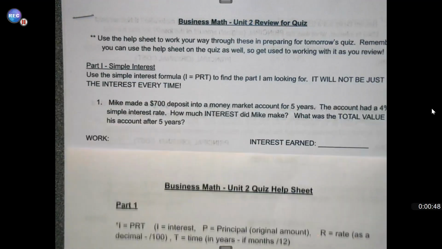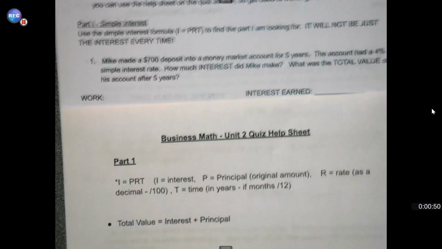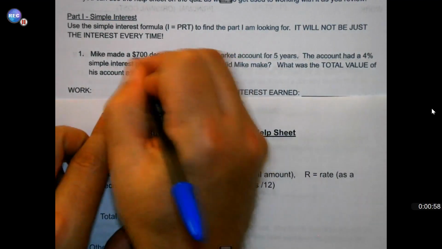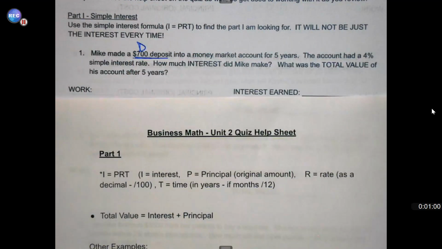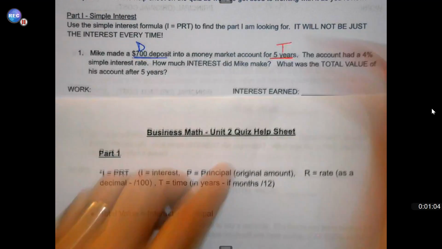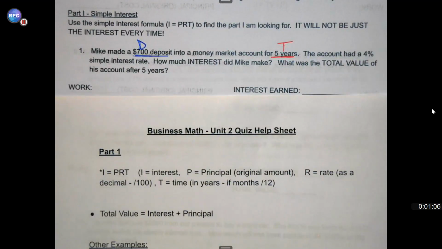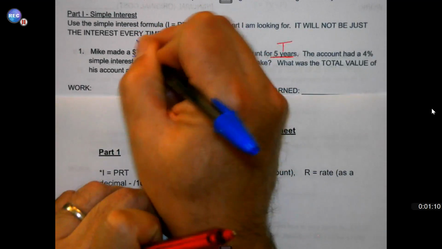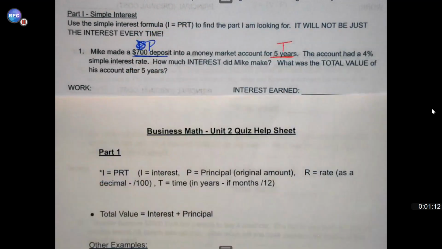So, Mike made a $700 deposit into a money market account for 5 years. Okay, just a suggestion. I like to label my pieces as I go, just because it's easier then to be able to... Why did I call that D? That's P. Oh, because it said deposit. Okay. I don't feel so bad now.